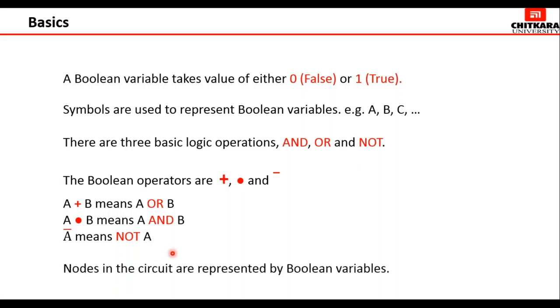Okay. And then the nodes in the circuit are represented by Boolean variables. Since we are studying applications today, we will discuss circuit diagrams. So wherever you find the nodes, they will be represented by Boolean variables, right? I hope this slide is clear to everybody. There is no problem in this. Fine. We move on with the next slide.